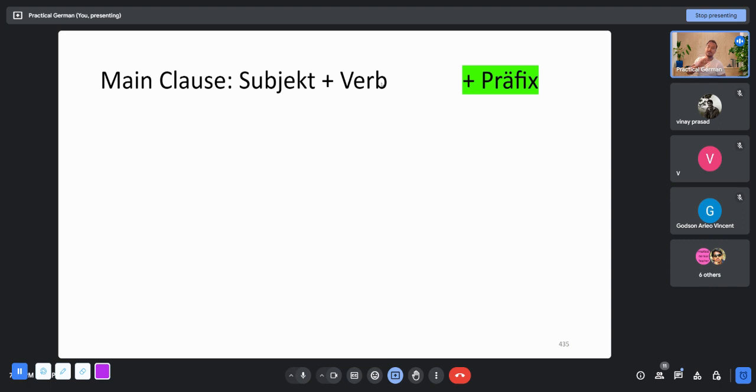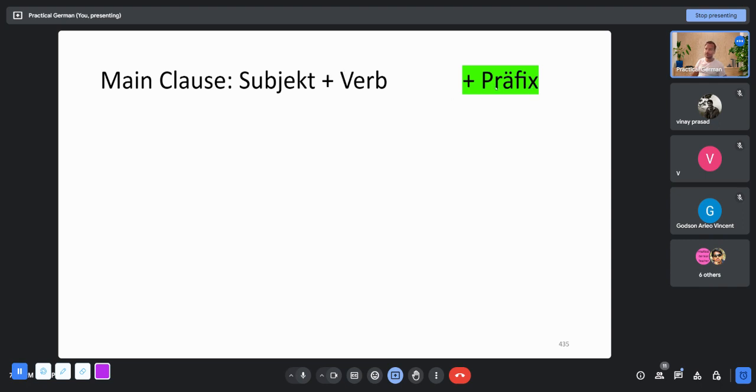So geben means to give, you all know. But if I'm saying aufgeben, it means to give up. So it will be ich gebe auf. So auf will be at the end, right? In a main clause, normally you have a subject, you have a verb, and if the verb is separable, the separable part, the prefix, will be at the end of the sentence.